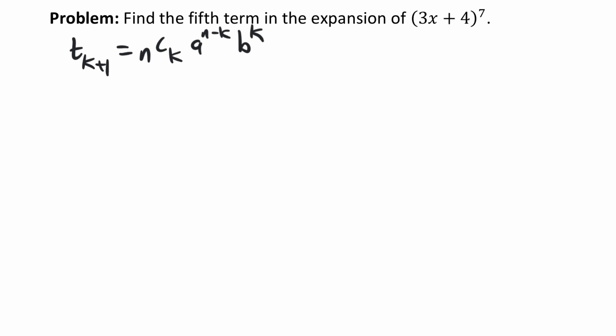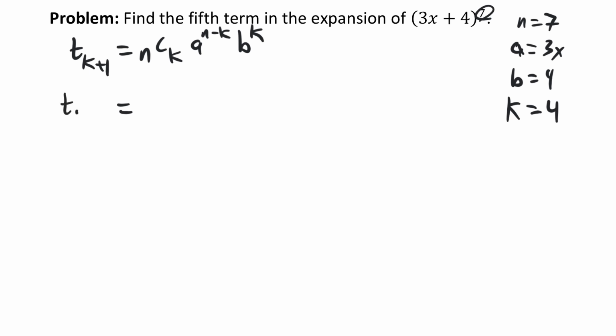All right, so we should have n equal to 7 because of that 7 right there. A is 3x, b is 4, and I think we need k. To get the fifth term, we should have k equal to 4. t sub 4 plus 1, yeah, that'll be 5. All right, so let's plug everything in. 7C4, (3x) to the 7 minus 4, oh sorry, not 7, 4 to the 4. All right, calculator time.